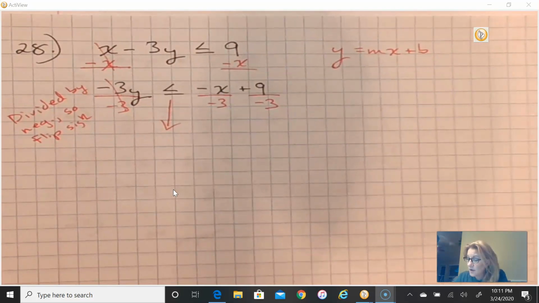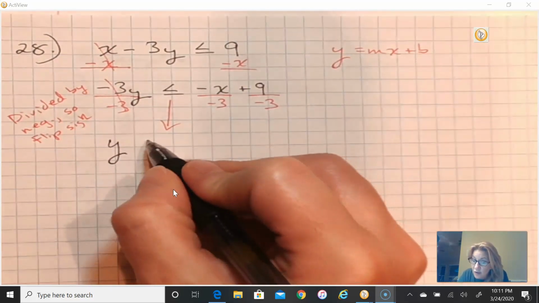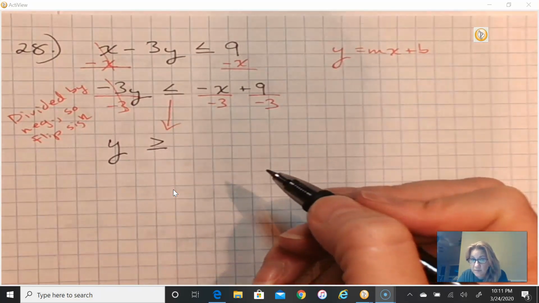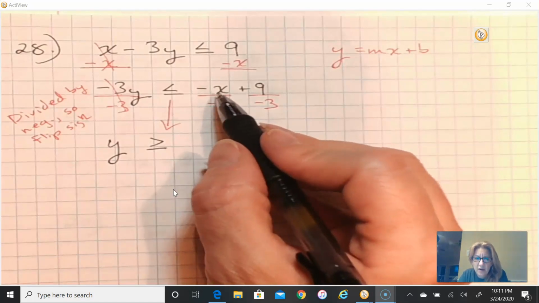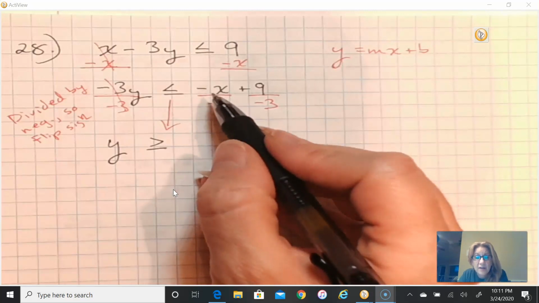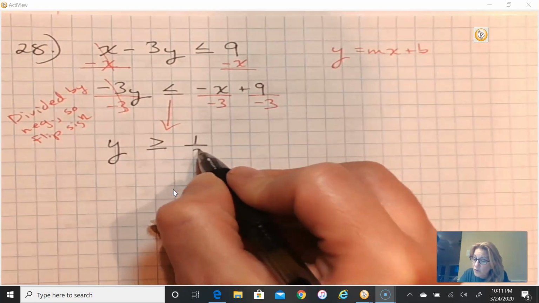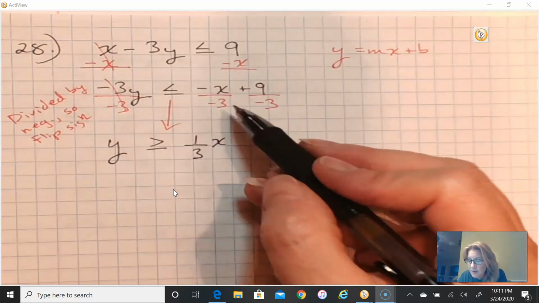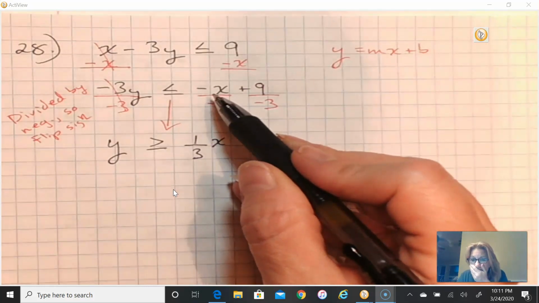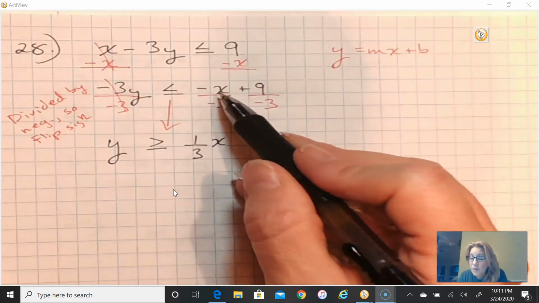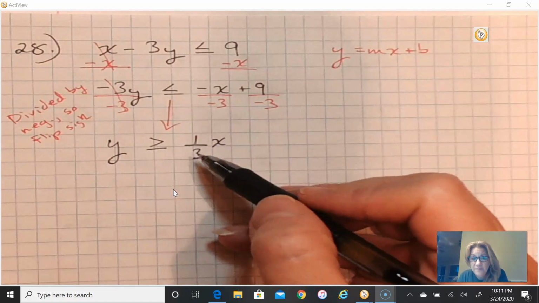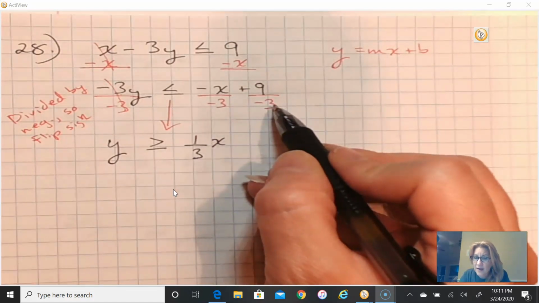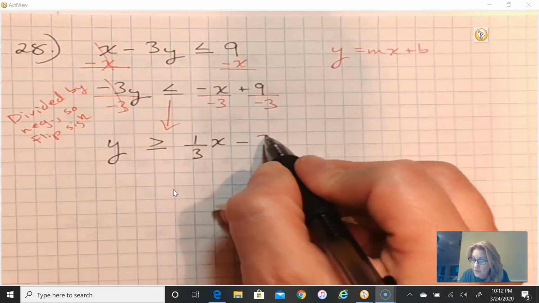Okay? So I'm left with y is greater than or equal to. Now, notice there's not a number here. What do we pretend is there if we don't have a number? We pretend there's a 1 there. And a negative divided by negative is a positive. So it would be 1 over 3x. Now right here, a positive divided by a negative is a negative. So that's going to be negative 3.